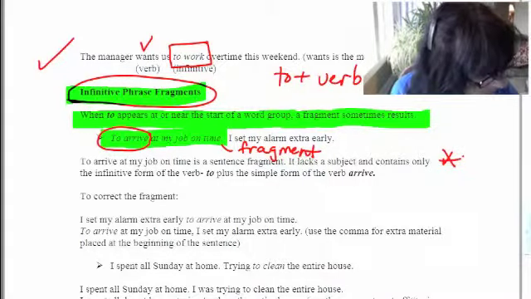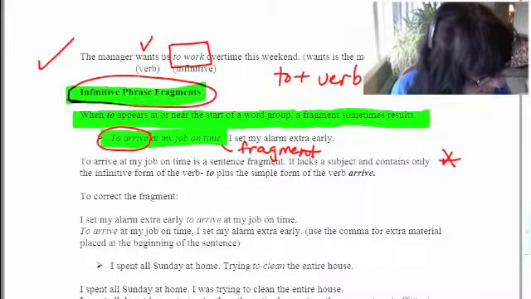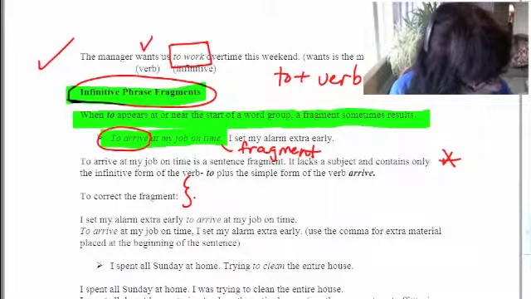So how would you fix this up? Well, you could say, to arrive at my job on time. Sorry, where did I correct that? To arrive at my job on time is a fragment because it lacks a subject and it only contains the infinitive form of the verb to. So here, let's correct it. Sorry, this is where I corrected it.